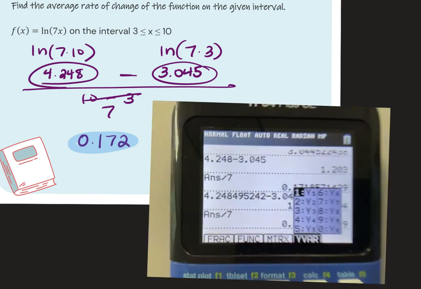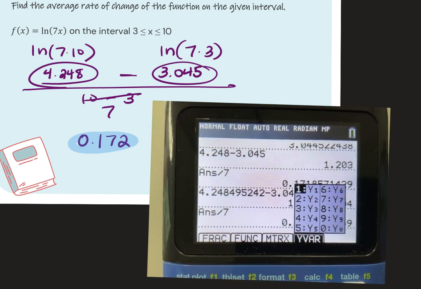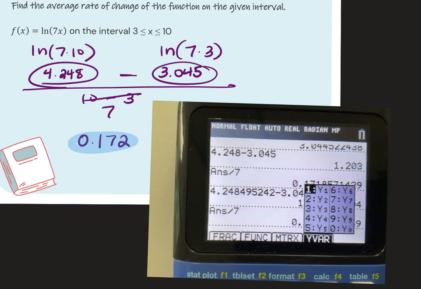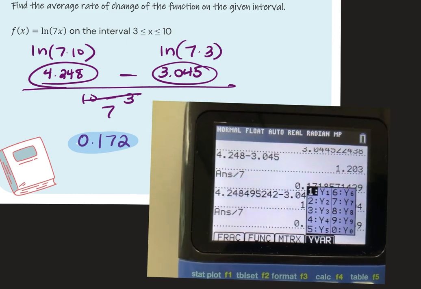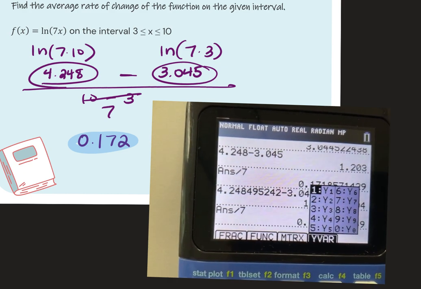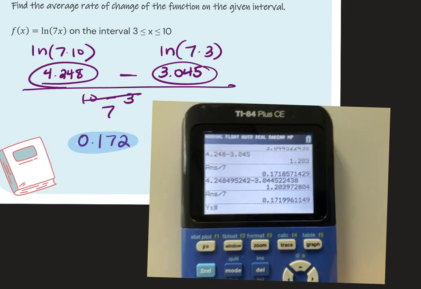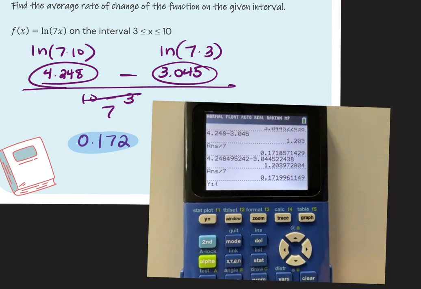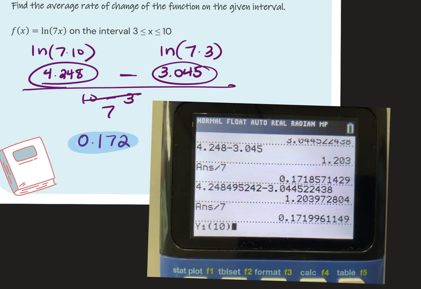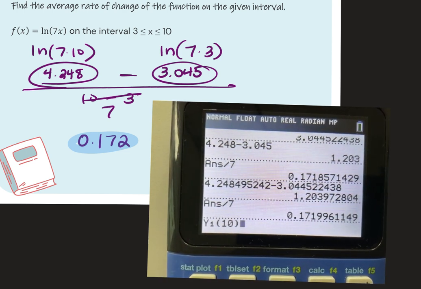If I do alpha trace, I get this little box that pops up that says y1, y2, whatever. So if I had multiple equations in there, I want to just pick the one that I have. I only typed something into y1. So I hit enter on that, and then I open the parentheses and I hit 10, because that's the first one. Because I go the 10 minus the 3.